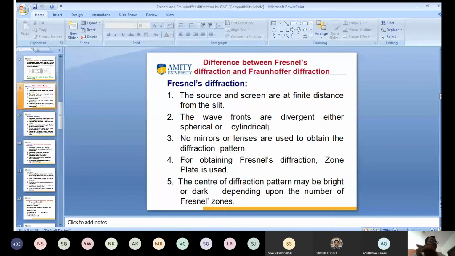And third point, in the case of Fresnel diffraction pattern, we can't use mirror and lens to obtain such a diffraction pattern. Keep in mind, I revise that again: in Fresnel diffraction, no mirrors and lenses are used to obtain the diffraction pattern. But in the case of Fraunhofer diffraction pattern, we use lenses and mirrors.